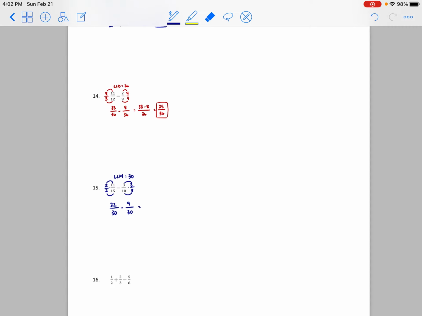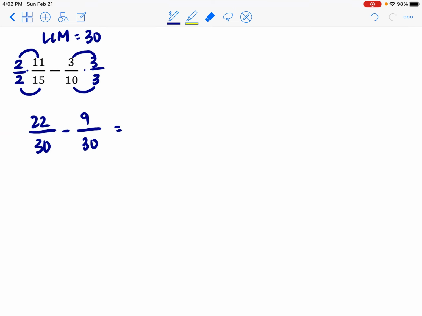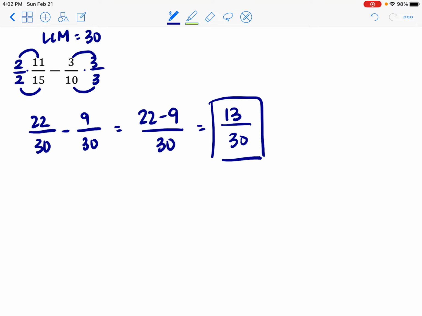Did I skip that step there too? No, I didn't. Okay, sorry. So this is going to be 22 minus 9 over 30, and 22 minus 9 is 13. So 13 over 30, nothing in common. That's going to be the result.